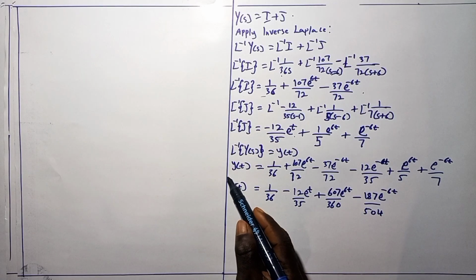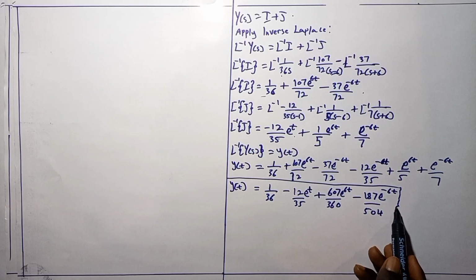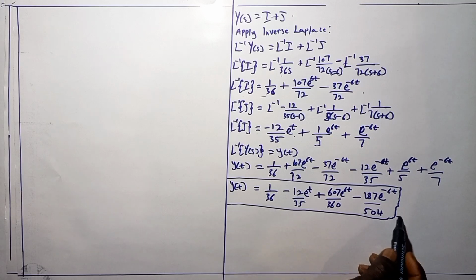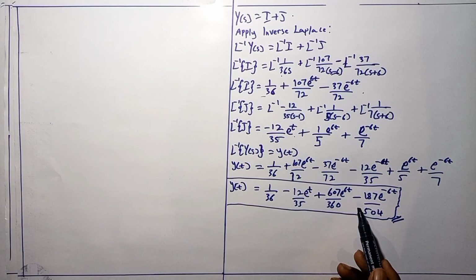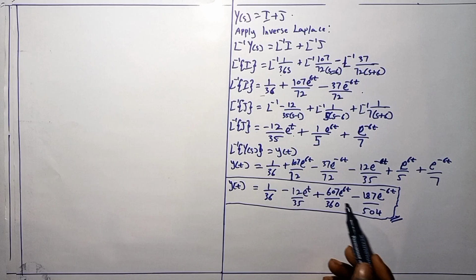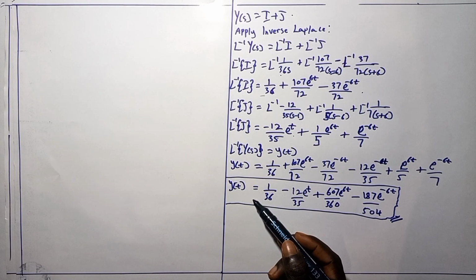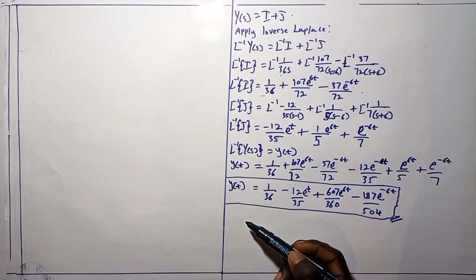So we have just gotten one part. This is for y of t. Don't forget, as we know in our linear simultaneous equation, we need to get a and b to conclude our solution. So now we have gotten y of t. Next, we need to get x of t. So now we'll be solving for x of t next.